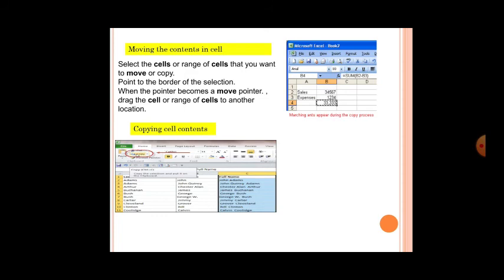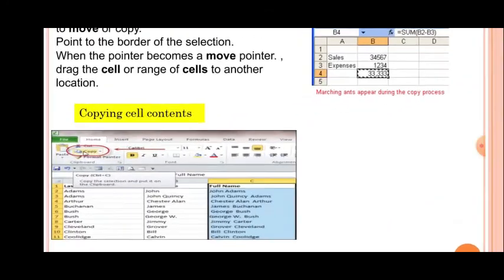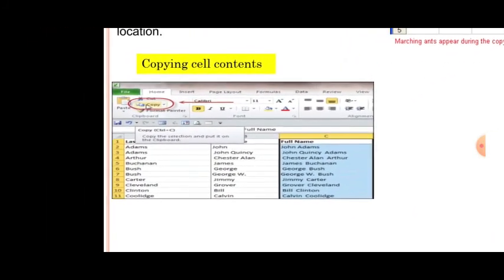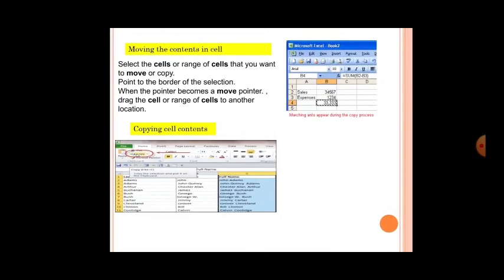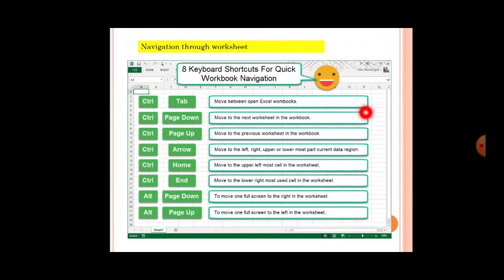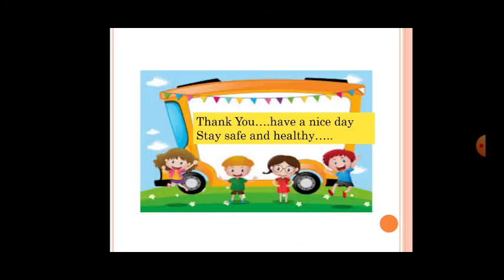Copying cell contents. So how are we going to copy it? There is one more option present in the Home tab, that is the direct button, copy. Select the particular data that you want to copy, then paste it wherever it is required. There are some shortcut keys for navigation through the worksheet. What does Control plus Tab do? Then what does Control plus Page Down do? All these are keyboard shortcut keys for easy navigation in the Excel sheet.